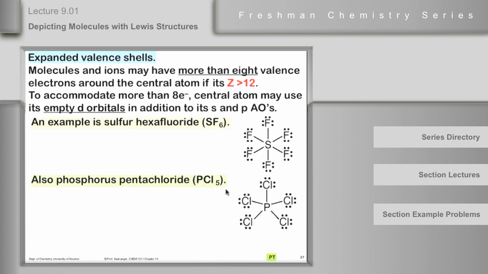Another one, which is based on phosphorus, which is right beside sulfur, and also has a Z value greater than 12, is PCl5. PCl5 has 10 electrons around the phosphorus in this compound, and that is an expanded valence shell. Of course, phosphorus and chlorine also form PCl3, which obeys the octet. So in this case, it's an expanded octet.